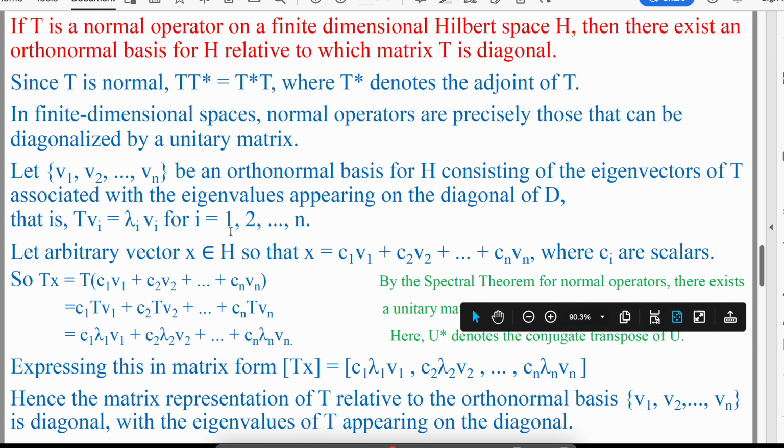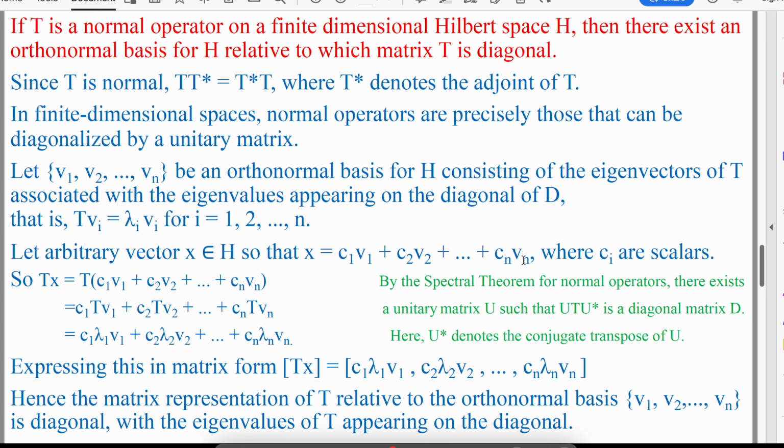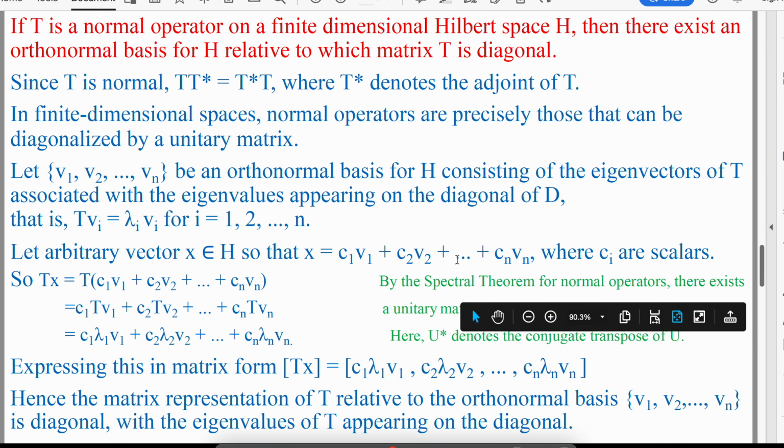Let x belong to the Hilbert space H. It means we can write x as c1 V1 plus c2 V2 plus ... plus cn Vn. Because V1, V2, ..., Vn are an orthonormal basis for H, we can write x belonging to H as a linear combination of these vectors. Here c1, c2, ..., cn are scalars.